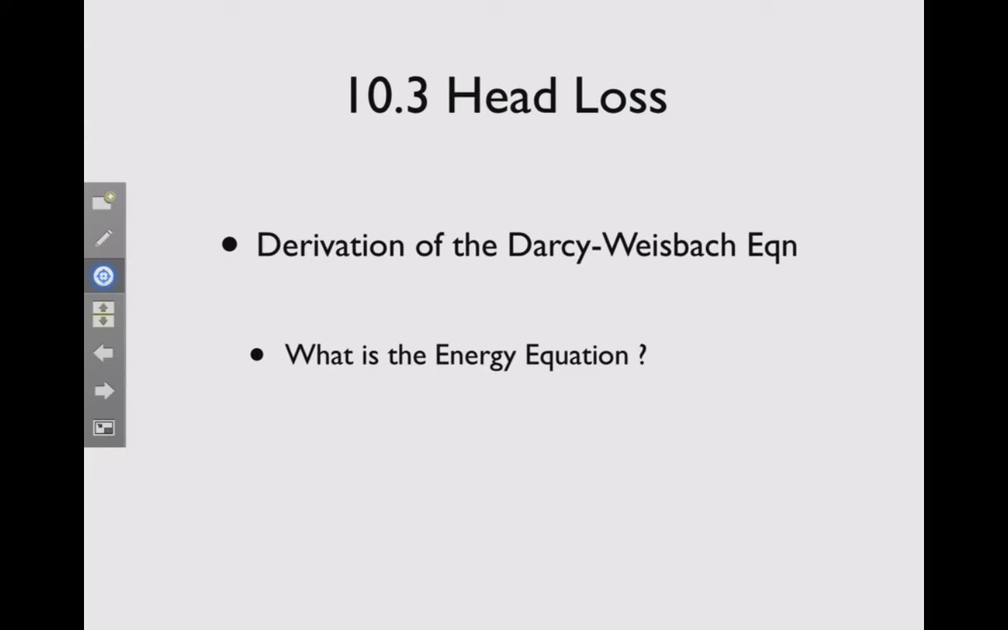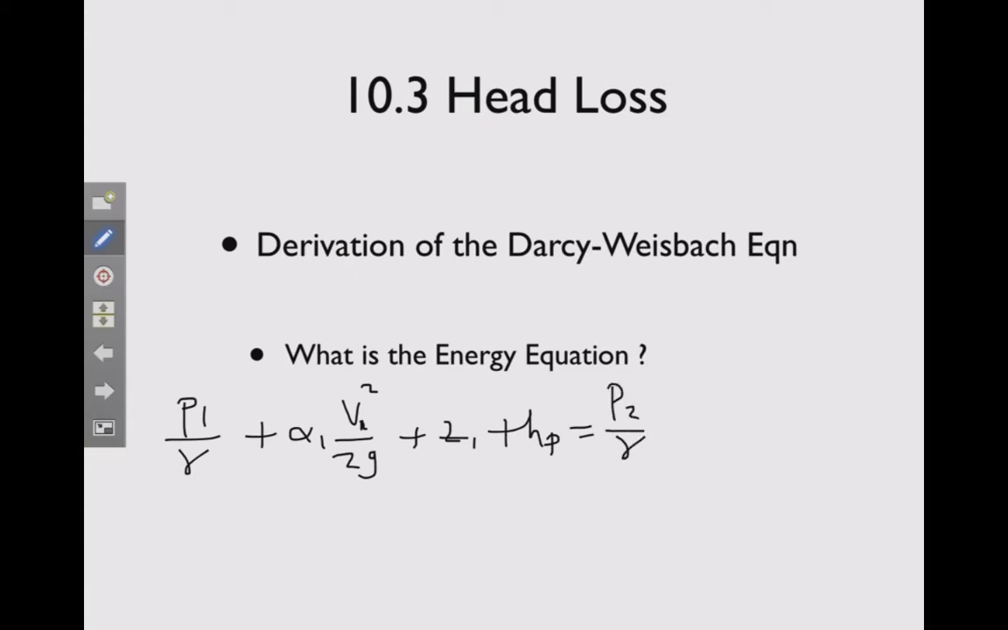We don't see any V squares in there, so we're going to use the energy equation to deal with that. If we remember, the energy equation is P1 over gamma plus alpha 1 V1 squared over 2g, where these are the average velocities, plus z1 plus hp, the pump head. That's going to equal P2 over gamma plus alpha 2 V2 squared over 2g, again mean velocities, plus z2, plus a turbine head, plus the head loss.